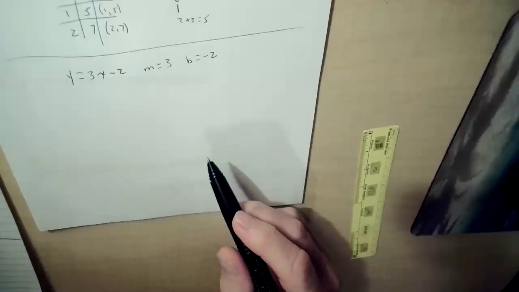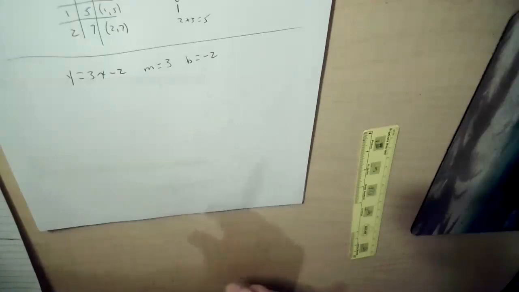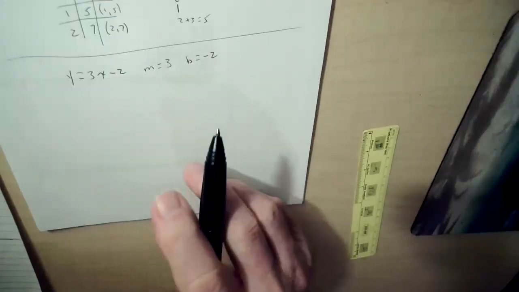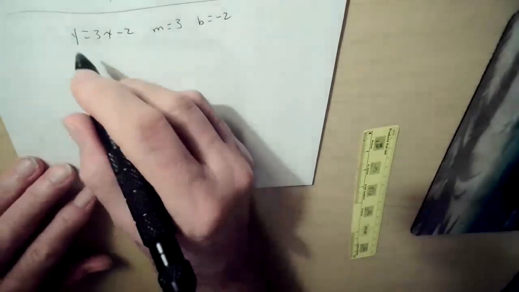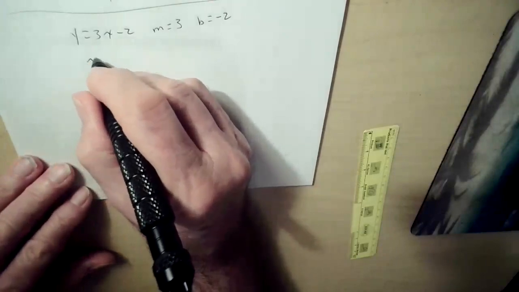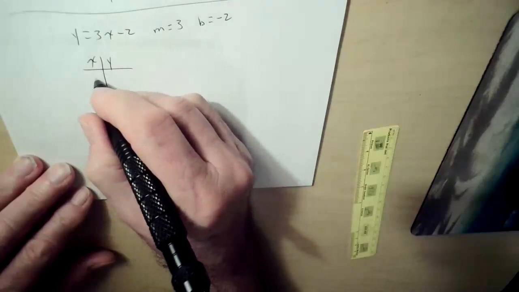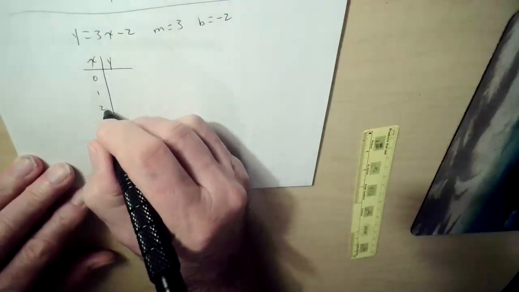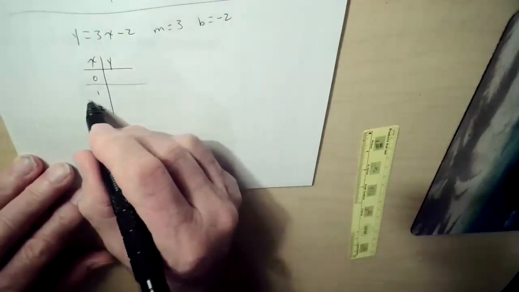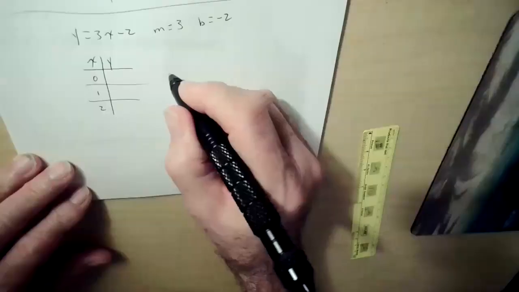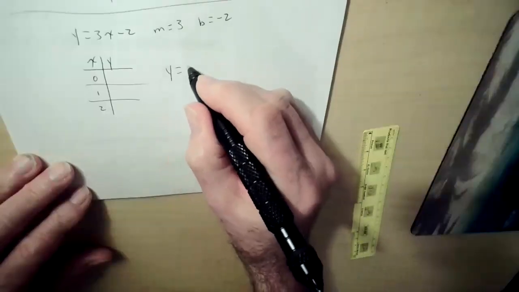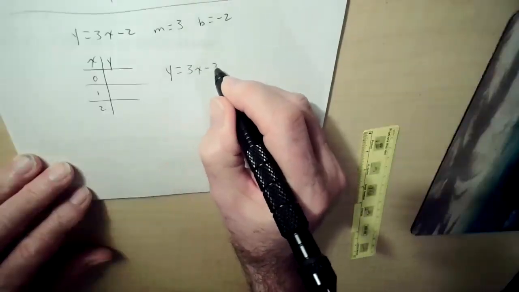Okay, what's our slope here? 3. Good. And a y-intercept? -2. Excellent. So our slope is 3, our y-intercept is -2. And we'll see if we're correct here. We'll make our handy dandy table of values, x and y. Again, use 0, 1, and 2, but you can use any numbers you want. It doesn't make any difference.